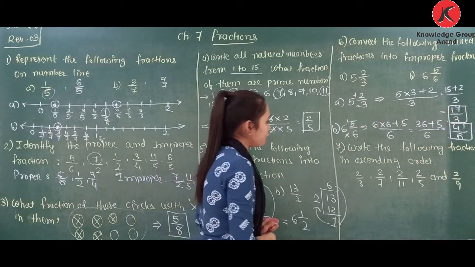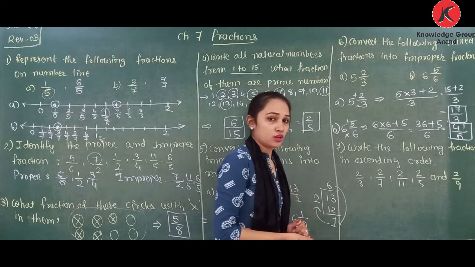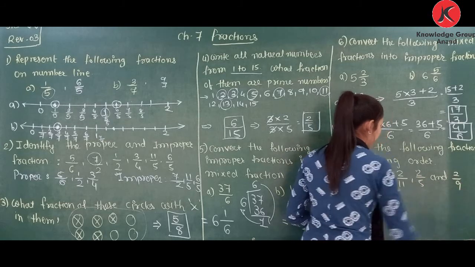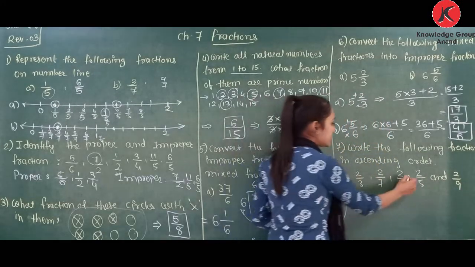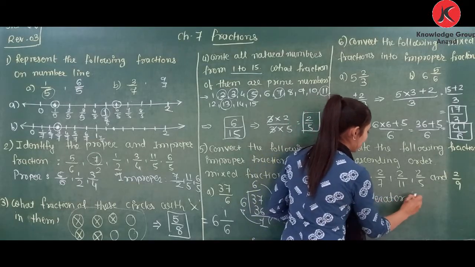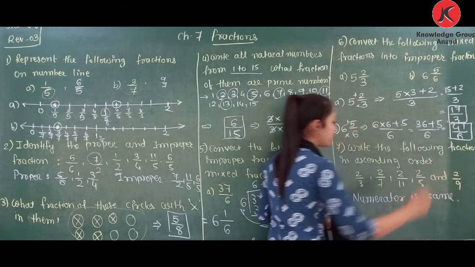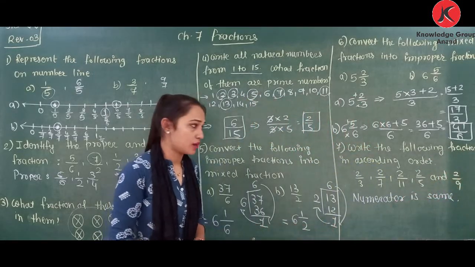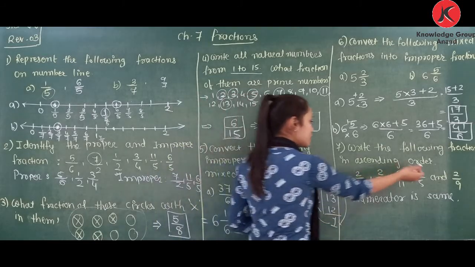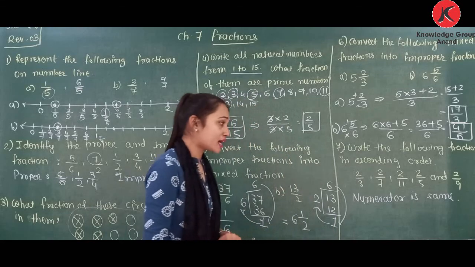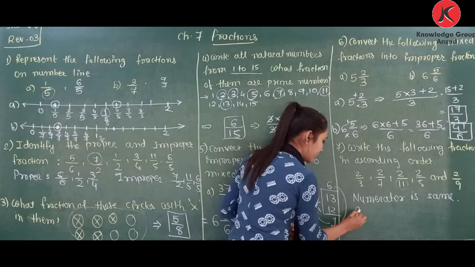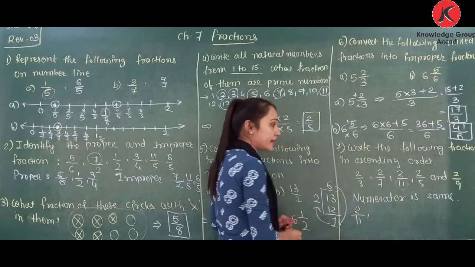Next one, write the following fractions in ascending order. So fractions are given: 2 by 3, 2 by 7, 2 by 11, 2 by 5, 2 by 9. Now here you can see the numerator is the same. As I told you in a previous video, whenever the numerator is the same, then the larger denominator gives the smallest fraction. So this is the larger denominator, so that will be smallest if we are writing in ascending order.